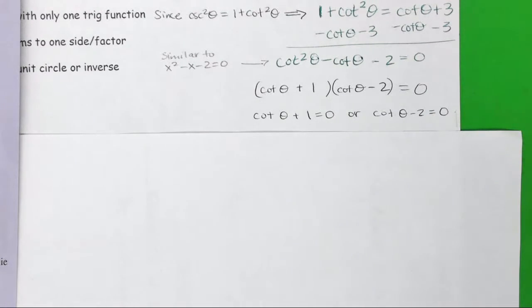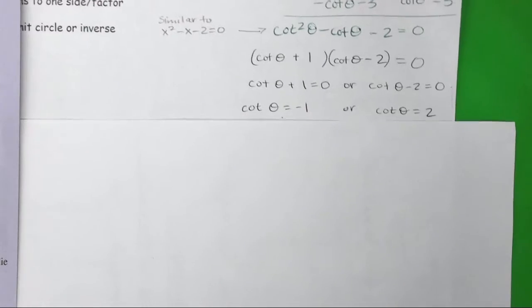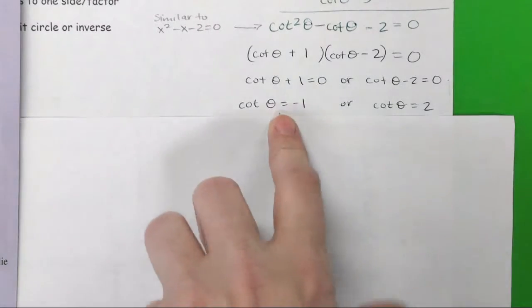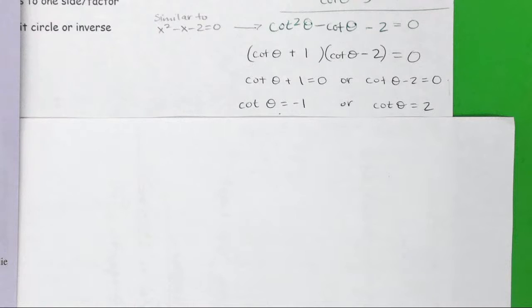Okay, and then once you get here, you're going to solve for the cotangent. Now, are there places on the unit circle where the cotangent's -1? Yeah, okay. Remember, cotangent is x over y. You could think of it like that, or remember what we did yesterday? Are we going to be able to find 2 on the unit circle for the cotangent?